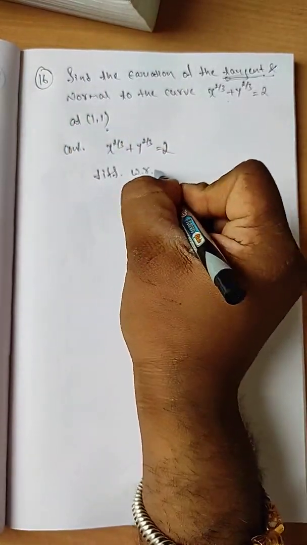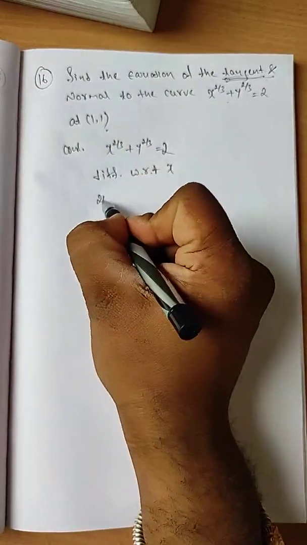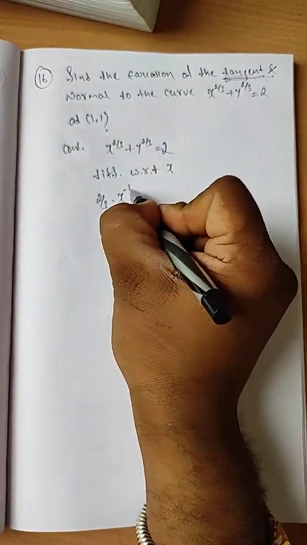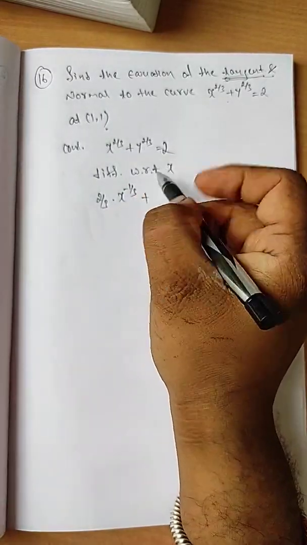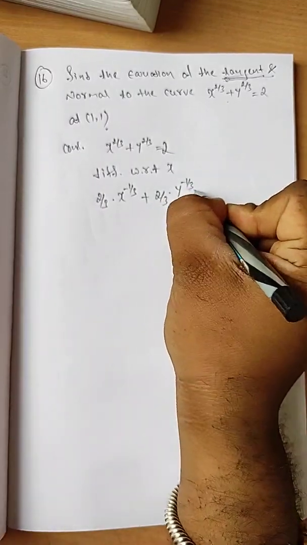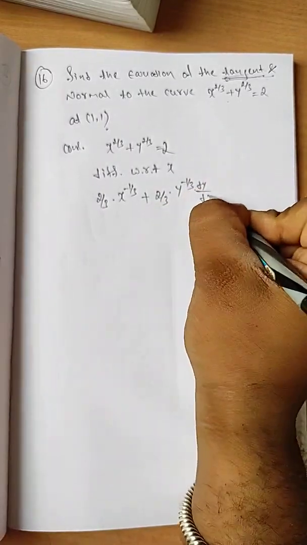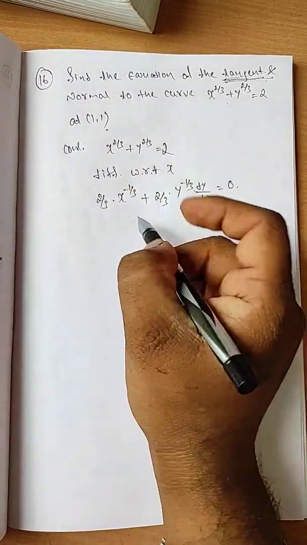Differentiate with respect to x. What is the differentiation of x to the power of 2 by 3? It is 2 by 3 into x to the power of minus 1 by 3, plus what is the differentiation of y to the power of 2 by 3? 2 by 3 into y to the power of minus 1 by 3 into dy by dx. The differentiation of constant is 0. Keep the dy by dx on the left side, rest all on the right side.